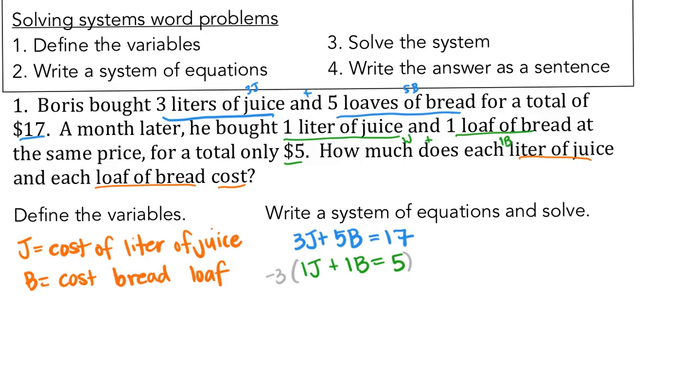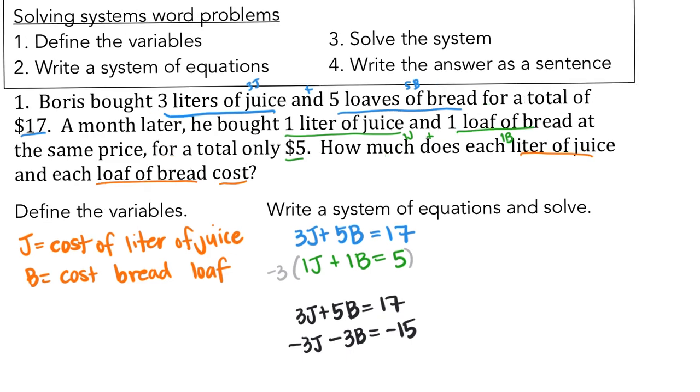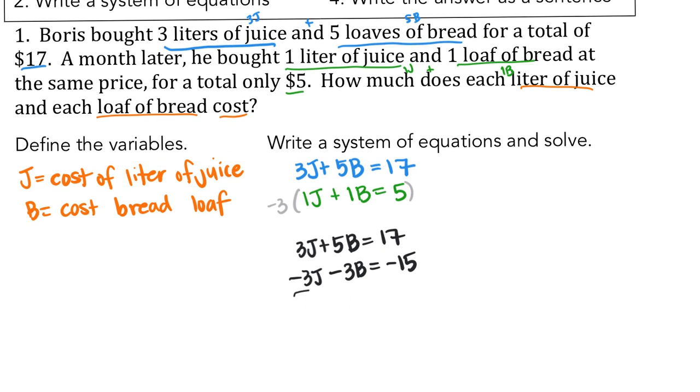Okay, first equation stayed the same. Second equation, I multiplied by negative 3, so now I have negative 3J, negative 3B, negative 15. And now hopefully something will cancel. Okay, 3J minus 3J cancels. 5B minus 3B is 2B. 17 minus 15 is 2. Divided by 2, I get B is 1.